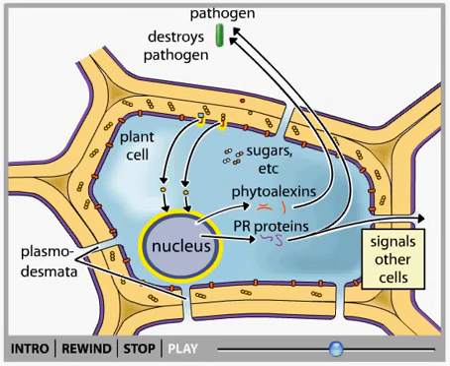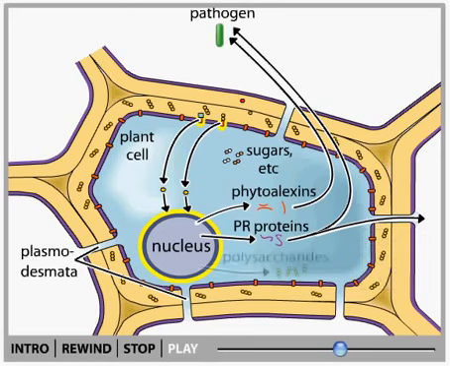When a plant encounters a pathogen, one of its first responses is to produce polysaccharides. These polysaccharides can strengthen cell walls, making it harder for the next pathogen to break through. They can also plug plasmodesmata, preventing certain pathogens, such as viruses, from migrating to neighboring cells.